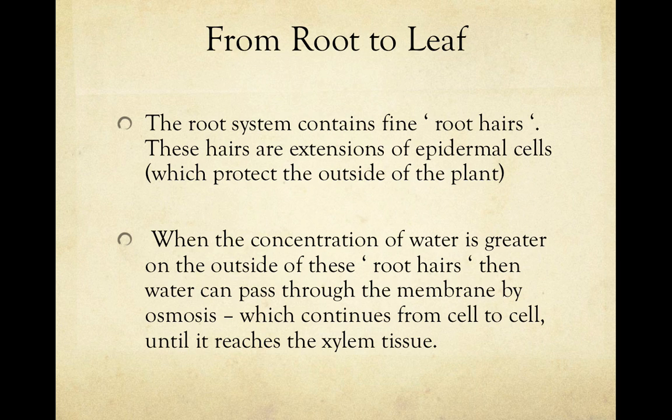Water is passed through the membrane by osmosis, and it's going to continue to pass from cell to cell until it reaches the xylem tissue. Now, once it reaches the xylem tissue, that's where we get this push and pull, with a high concentration of water at the base of the roots and a low concentration of water up at the leaves. We're pushing from the bottom and pulling from the top, creating an upward motion of water. And remember, there are no end walls in the xylem tissues, so it's free flow.